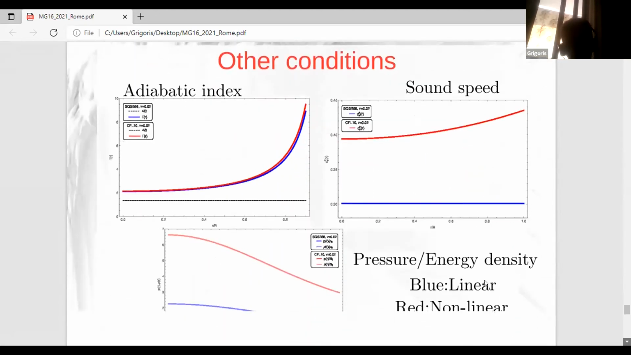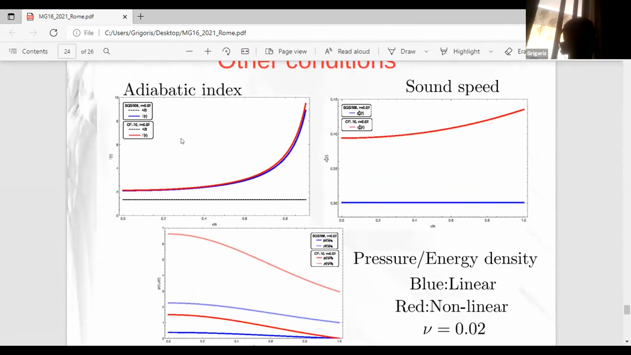So the rest of the conditions. Here we show the relativistic adiabatic index as a function of the radial coordinate. This goes from the center to the surface of the star. These are for the same value of mu, 0.02, and for one linear model and one nonlinear model. You can see that gamma remains always larger than 4/3.